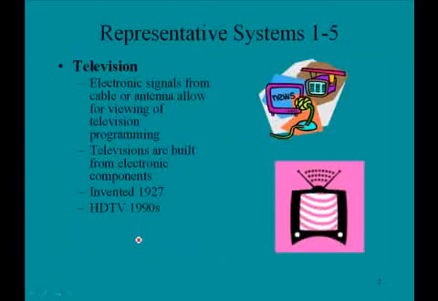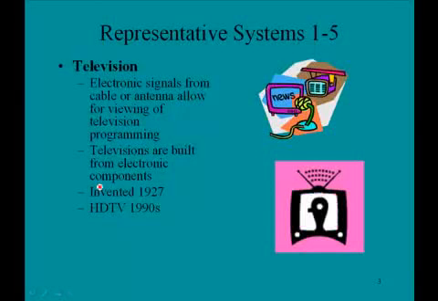Your text mentions 5 representative electronic systems. I suppose there are literally hundreds, if not thousands, of systems that could be addressed, but it mentions 5. So let's just take a brief look at 5 electronic systems. First one is television, and electronic signals from cable or antenna allow for viewing of television programming. That's what a television system is.